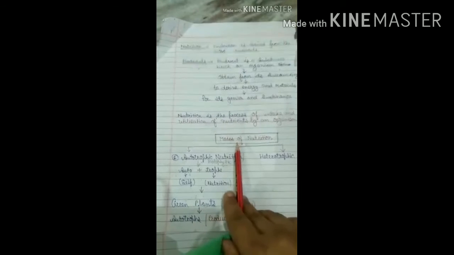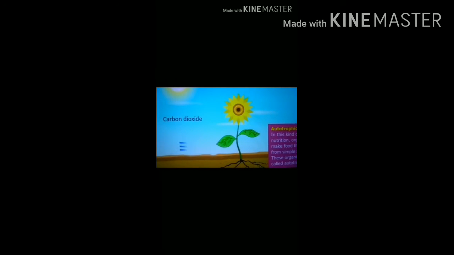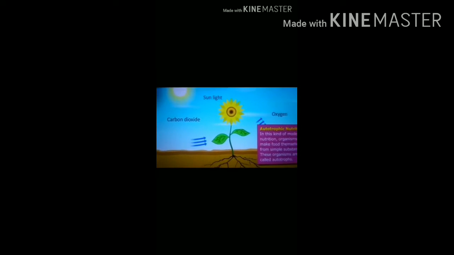Now next is modes of nutrition. Now let's know about the modes of nutrition. There are two types of nutrition modes: autotrophic nutrition and heterotrophic nutrition. But what are they? The mode of nutrition in which organisms make food themselves from simple substances is called autotrophic nutrition, and these organisms are called autotrophs.